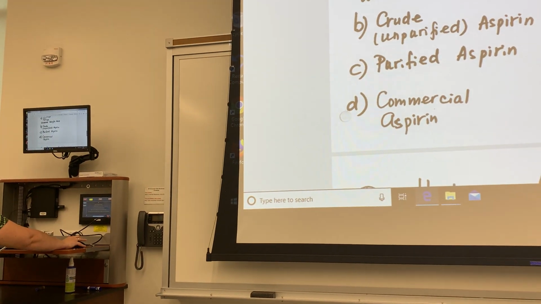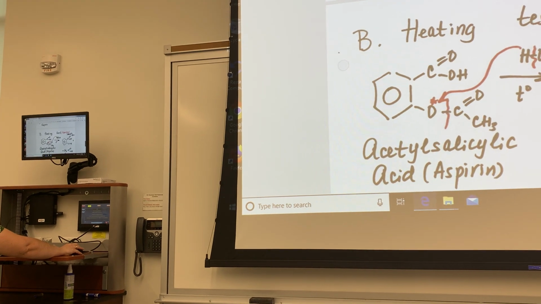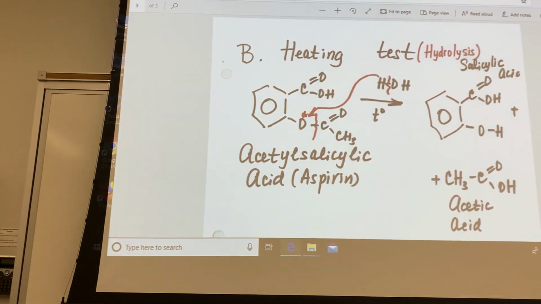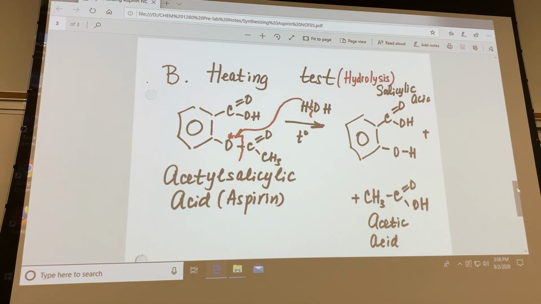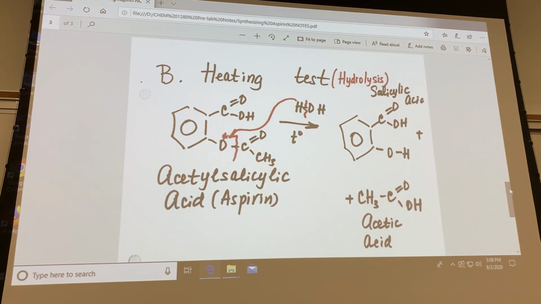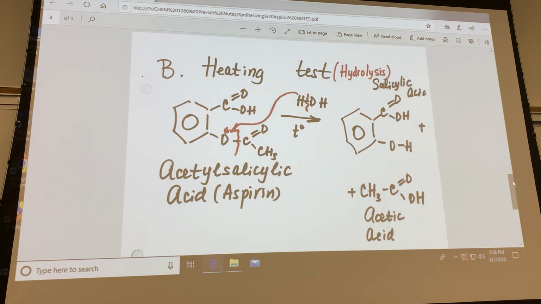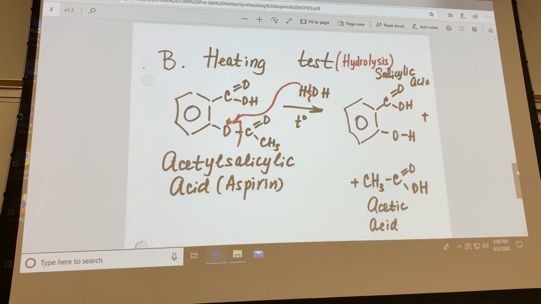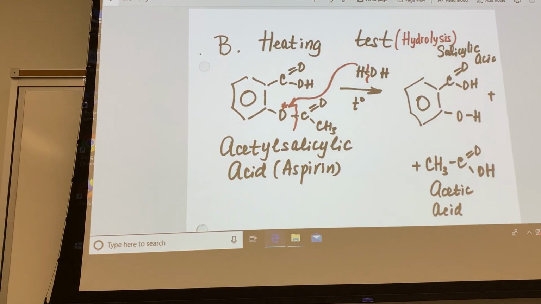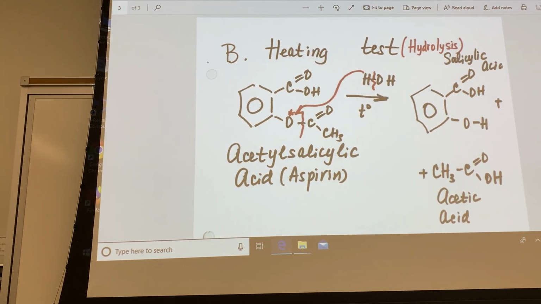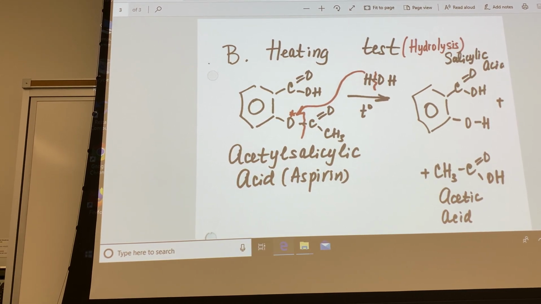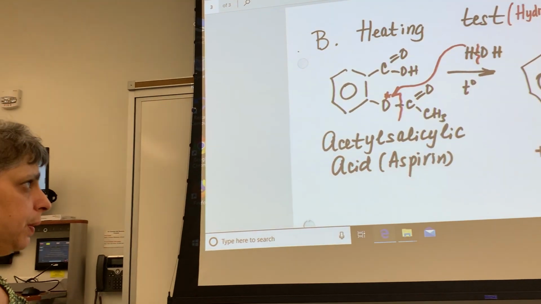The second test you're going to do is a heating test. And here we need to talk about why you're doing it, what is happening, and what is the observation that you're going to be making and what that observation actually means. So you're going to take some of the aspirin. You can use either crystallized or crude aspirin, it doesn't matter. You're going to put it in a clean, dry test tube. A large test tube is probably better.